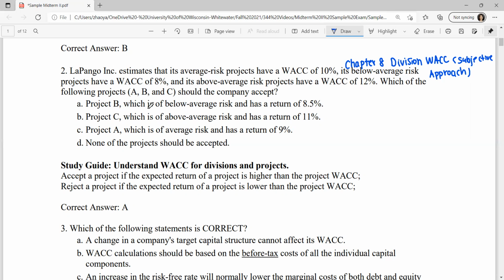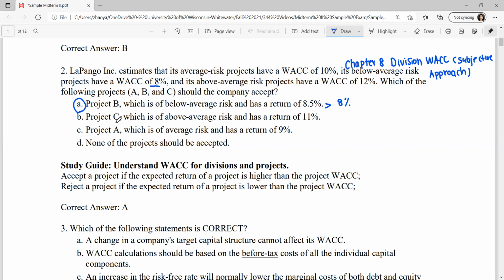Project B, which is of below average risk and has a return of 8.5%. Since project B has a below average risk, we compare it with 8%. Its expected return is greater than the 8% required return. We should accept it. The correct answer is A, but let's also go through choice B, C, D.